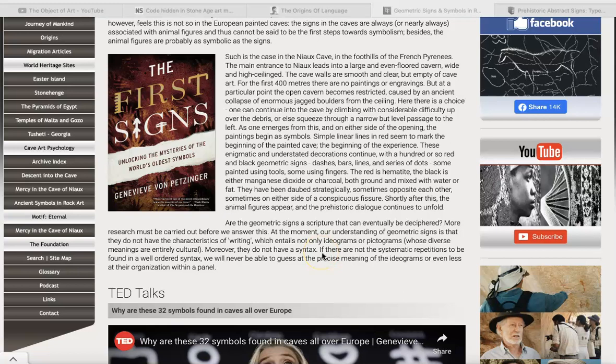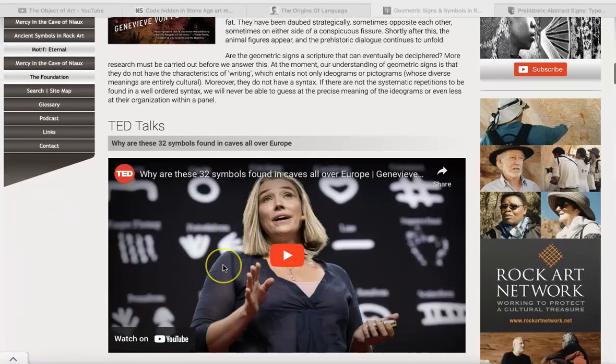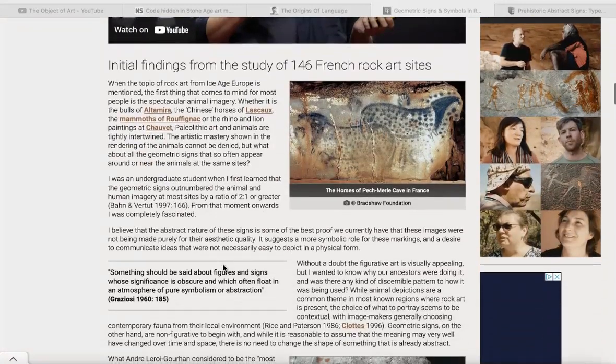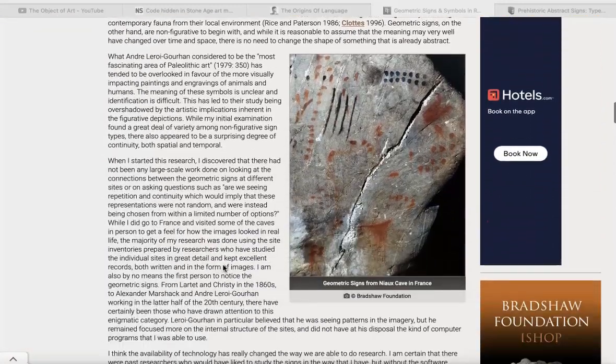See, this bugs me. They don't qualify this at all. They just say they do not have a syntax. Really? How can you be so sure? Sheesh. If there are not the systematic repetitions to be found in a well-ordered syntax, we will never be able to guess at the precise meaning of the ideograms, or even less at their organization within a panel. Oh, no, you didn't.